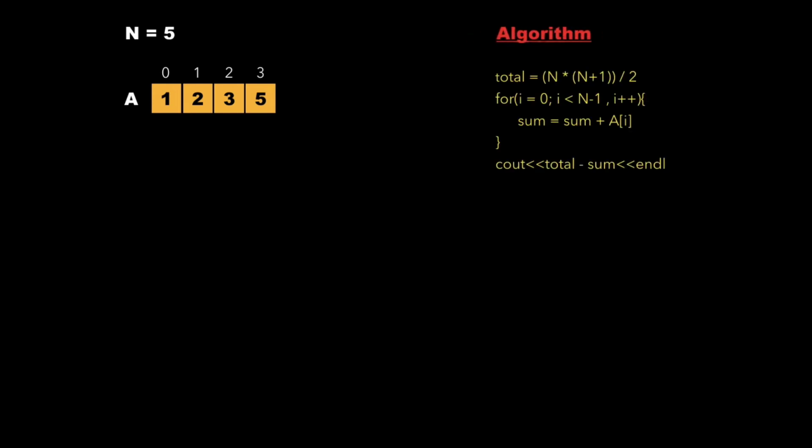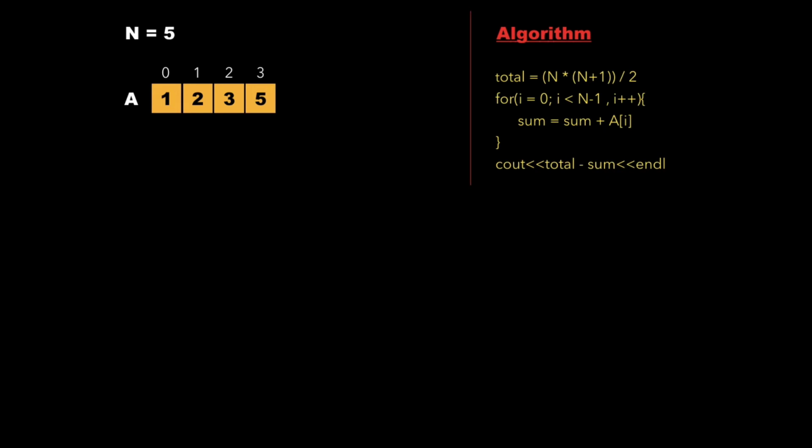So now let's have a look at the approach to solve this particular problem. Let's consider the same example given in the question where the value of n is 5. So the size of the array will be 4 and the array elements are 1, 2, 3, 5. The right side of the screen shows the algorithm to solve this particular problem. The approach is quite simple.